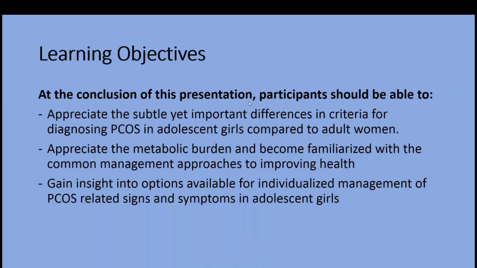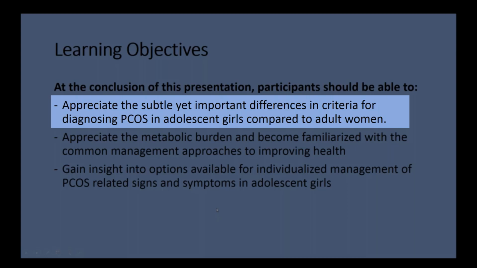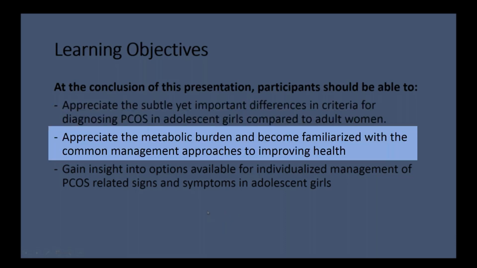We are just going to move on into my learning objectives. Over the course of the next 40-45 minutes, I'm hoping to convey concepts to allow the audience to appreciate the subtle yet important differences in diagnostic criteria for polycystic ovary syndrome, or PCOS, in the adolescent population, and to contrast and compare them with criteria that are commonly utilized for diagnosing PCOS in adult women. Hopefully we'll appreciate the metabolic burden and become familiarized with the common management approaches for improving health of the adolescent with polycystic ovary syndrome presentation.